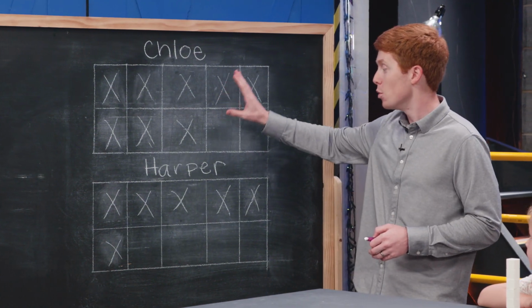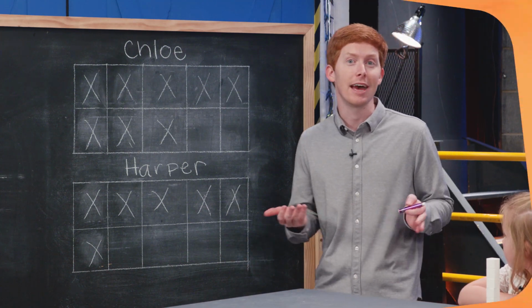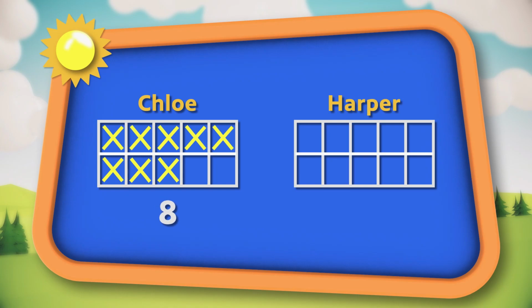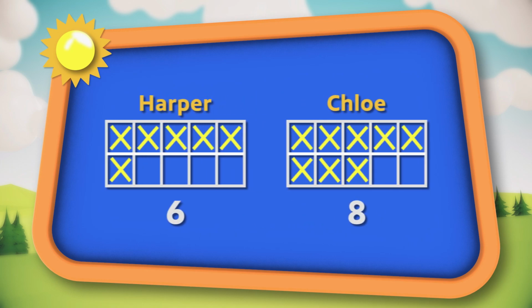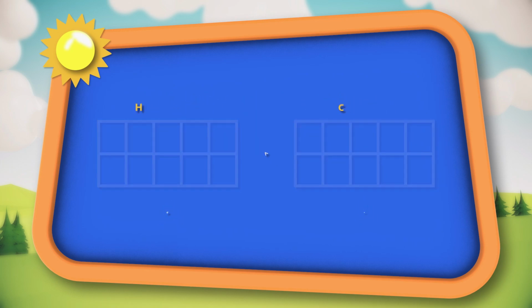Now we know that 8 is more than 6. And in fact, we can see exactly how much more. If you look, we had 8 here in Chloe's, we had 6 in Harper's, so I know that 8 is greater than the 6, and exactly 2 greater than the 6. Or we could turn that around and say that 6 is less than 8. So those are good terms to use.